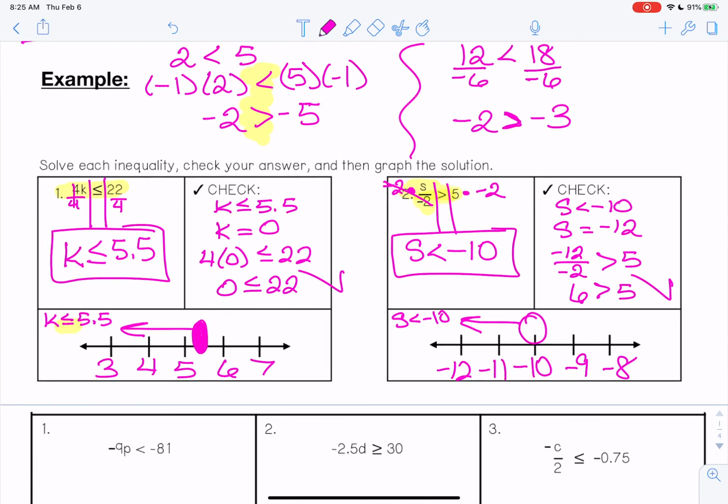All right, so the only difference today is if you multiply or divide by a negative, you need to remember to flip that sign. Other than that, it's the same thing as when we were just solving regular one-step inequalities.